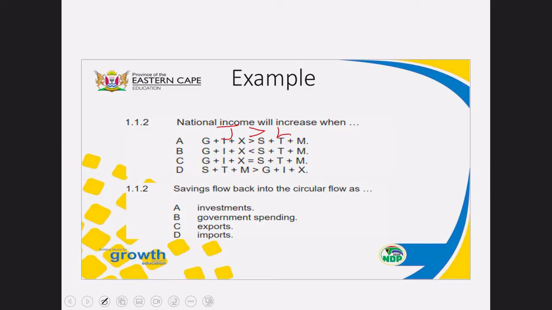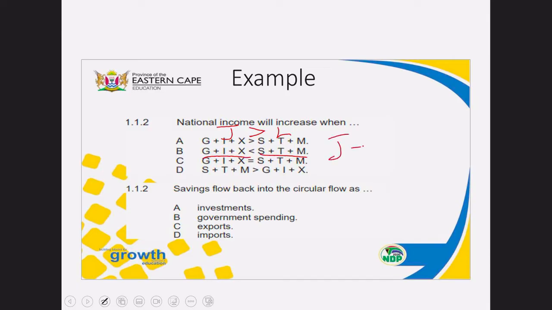Than your leakages. Now, if we were to talk about alternative B, in alternative B they say that your injections, that is J, are less than your leakages. Why do I say that? It is because I look at the formulas that are given there. So please make sure that you master these formulas.